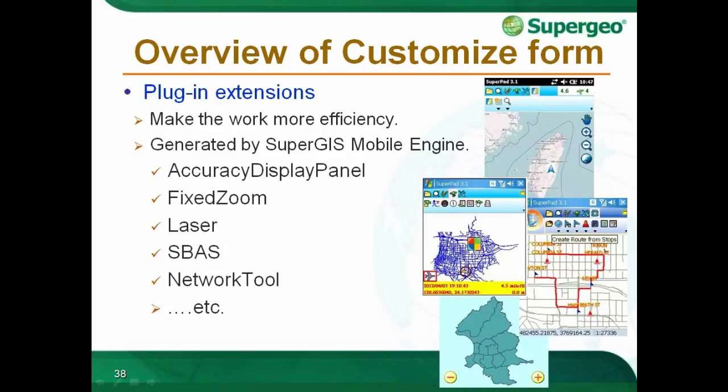Or you can attach a laser gun to have more precise measurement with the laser extension. And the Network Tool add-on provides the loop planning function. And there are more abundant and powerful extensions in SuperPad. They are created by SuperGIS Mobile Engine, and all the sample codes are included in SuperPad. You can customize the code to meet your needs.